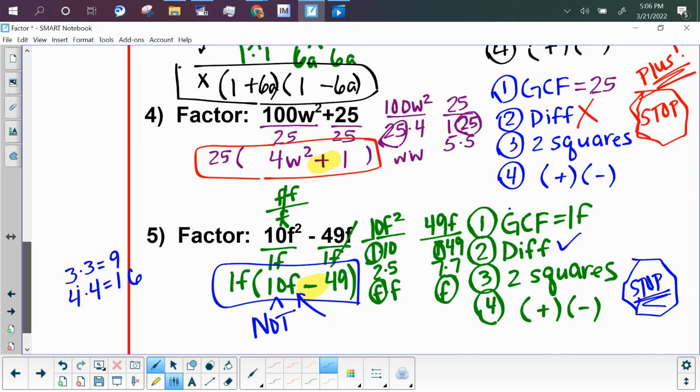Now you are going to be working on your practice. Make sure you have all these notes on 54 and 55 so that you can get the practice done.